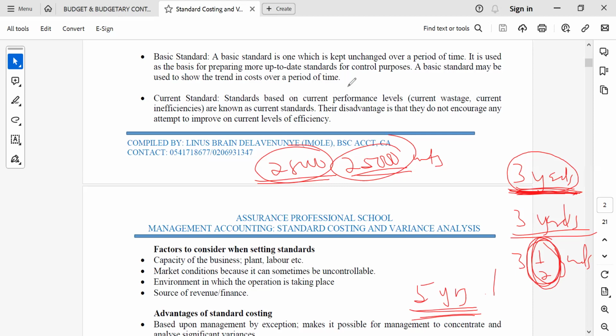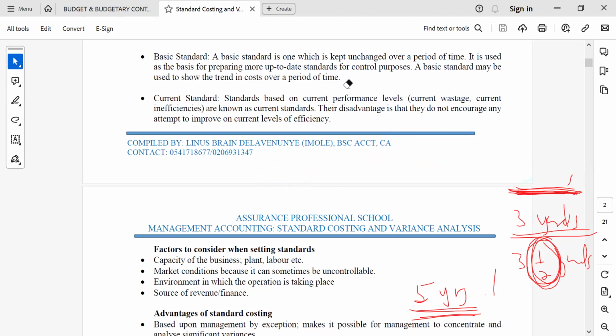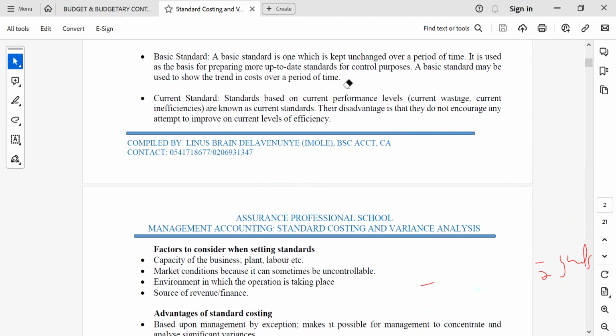All right. Another one can also be the environment in which the entity is operating. What do you think they are going to be talking about, the environment? What has to do with the environment?